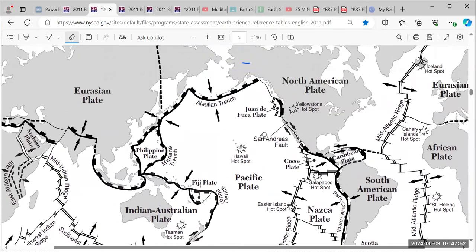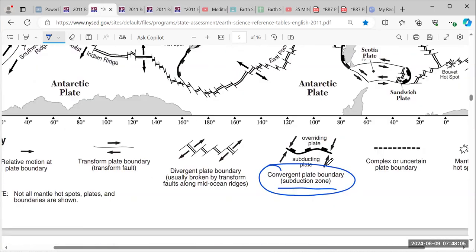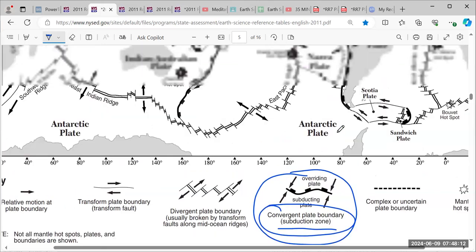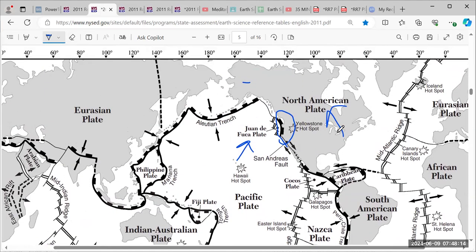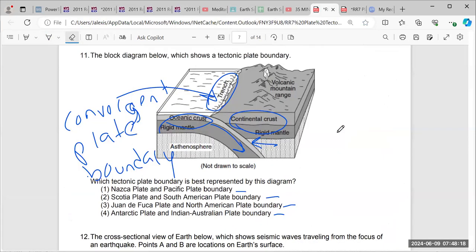Here we go. And out of all four of those choices, the one where I see the convergent plate boundary is right here between the Juan de Fuca plate and the North American plate. And remember down here, the symbols tell you what is a convergent plate boundary. And so because out of all four of those options, we see this one as the correct answer, which is going to be choice 3.